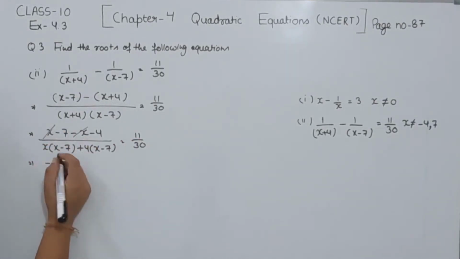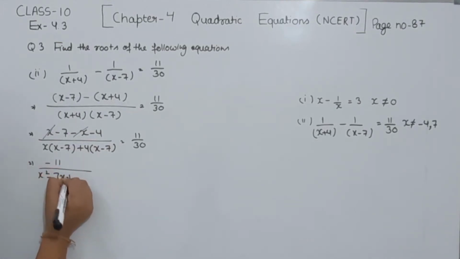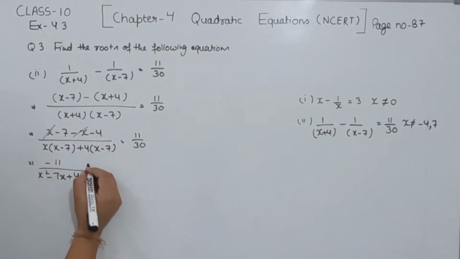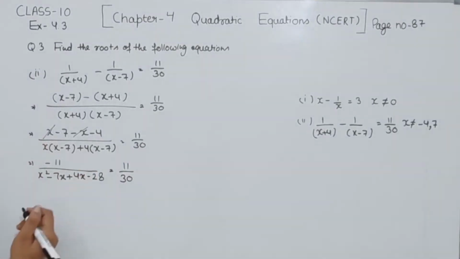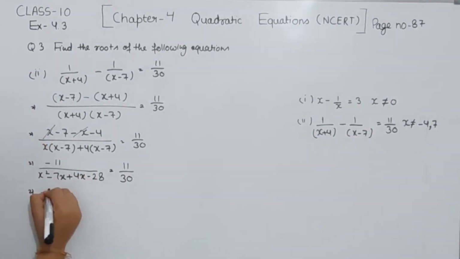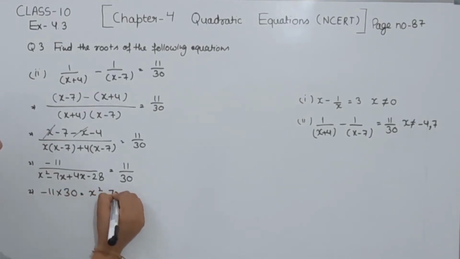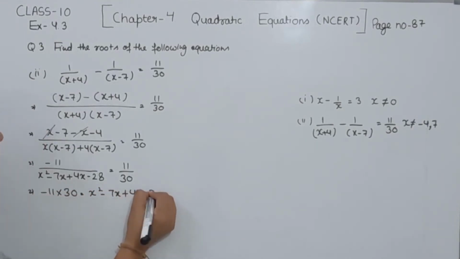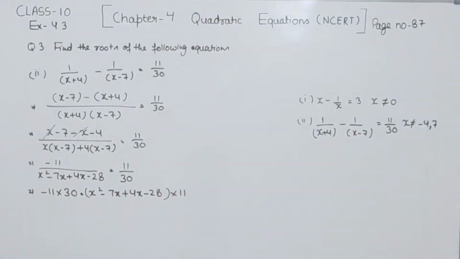This one we have minus 11 by x square minus 7x plus 4x minus 28, equal to 11 by 30. Now we have to cross multiply. So here we have minus 11 multiplied by 30, and this is x square minus 7x plus 4x minus 28 multiplied by 11.